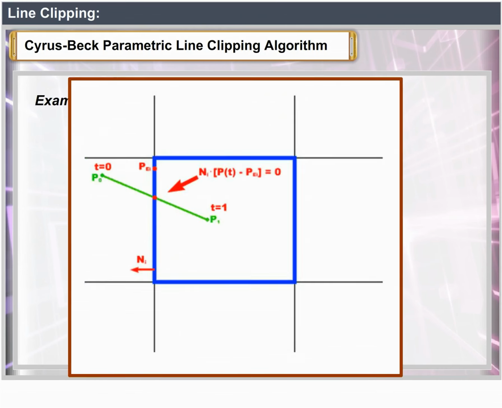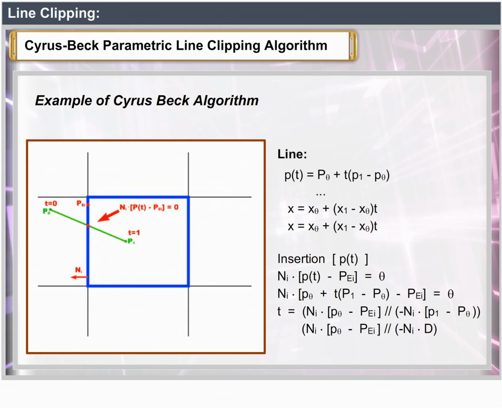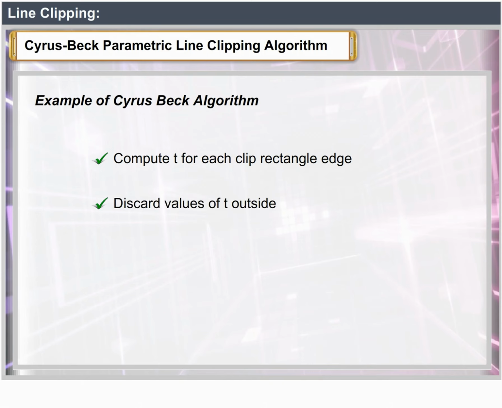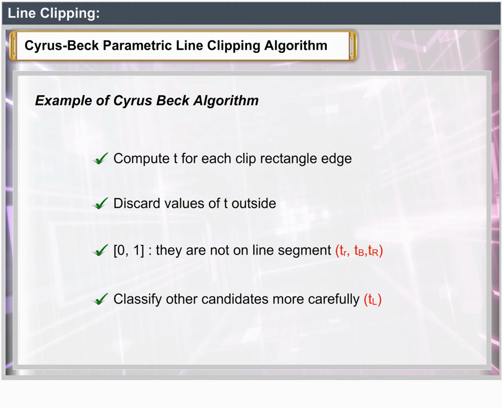Example of Cyrus-Beck algorithm. Compute t for each clip rectangle edge. Discard values of t outside 0 to 1. They are not on the line segment: tR, tB, tR. Classify other candidates more carefully: tL.